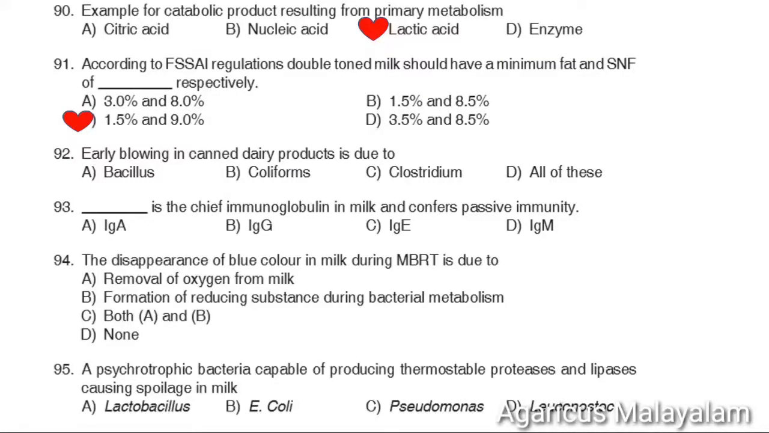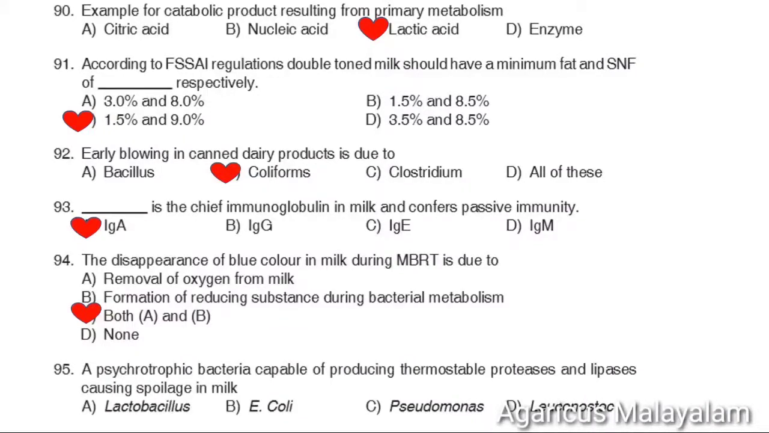92. Early blowing in canned dairy product is due to. Correct answer is option C, coliforms. 93. Dash is the chief immunoglobulin in milk and confers passive immunity. Correct answer is option A, immunoglobulin A. 94. The disappearance of blue color in milk during MBRT is due to. Correct answer is option C.